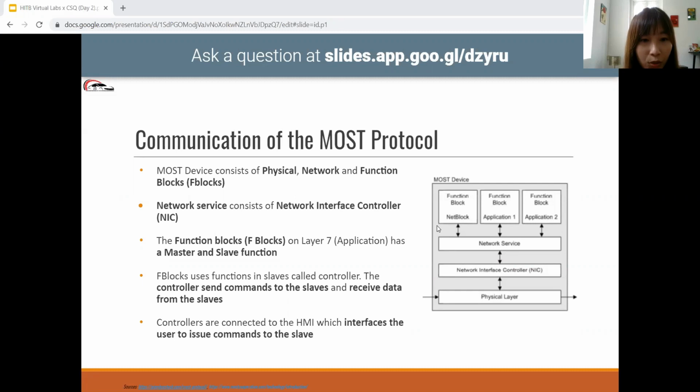And controllers are usually connected to the HMI, which lets users issue commands to the slave. So for example, if you have an infotainment system and you are trying to go to the media or make a phone call from the screen, that is called the HMI, your human machine interface. That itself is connected by MOST and other different protocols as well.